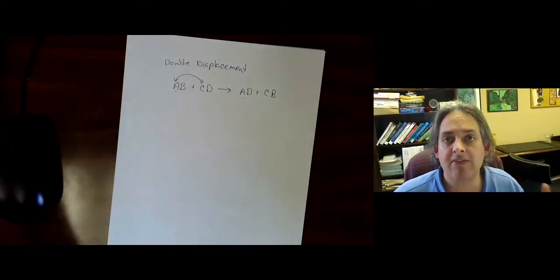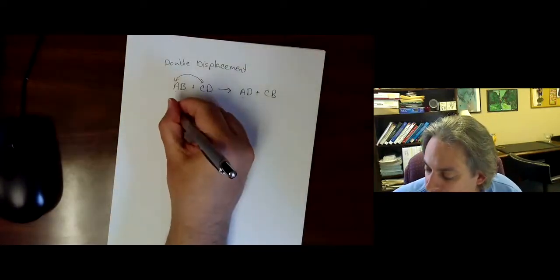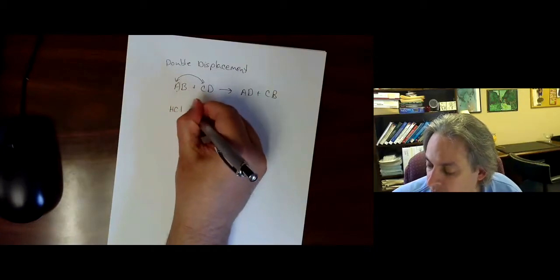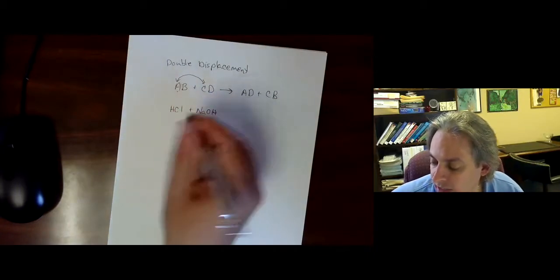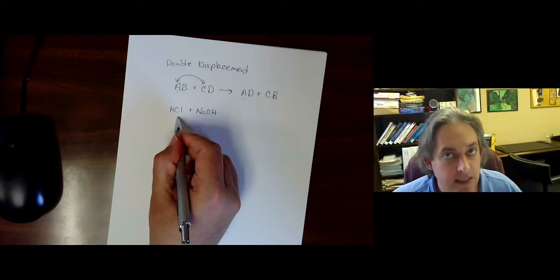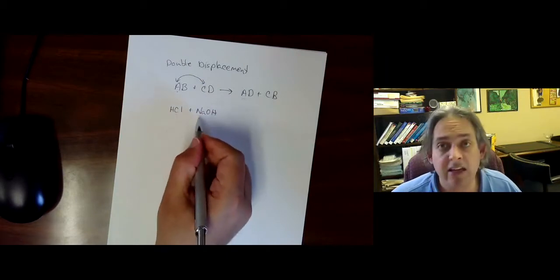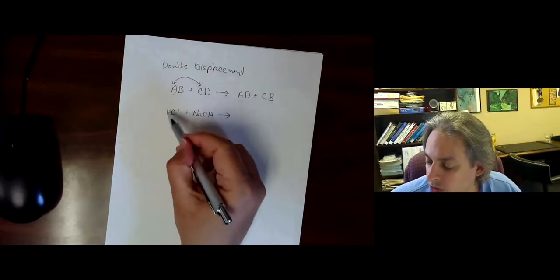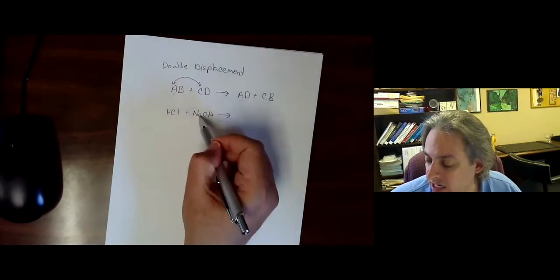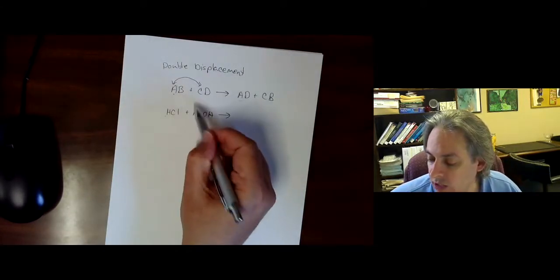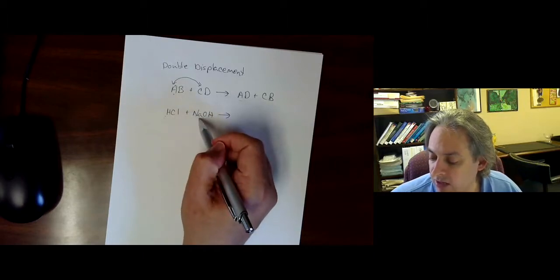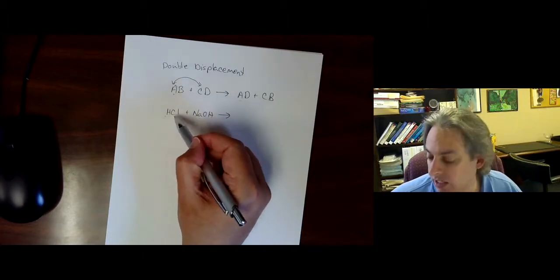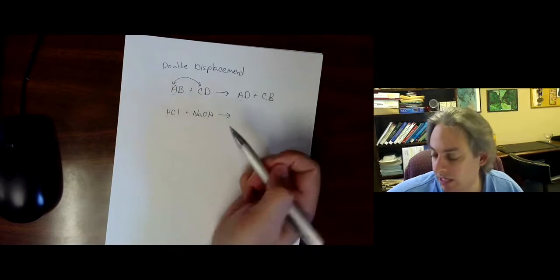So how does this play a role whenever we have an acid and a base? Let's do HCl with sodium hydroxide. So here we have a strong acid, meaning it completely dissociates, and a strong base, which also completely dissociates. Now what we're going to do is basically flip the H and the sodium. The hydrogen and the sodium are going to switch places. The sodium is going to bond with the chlorine, and the hydrogen is going to bond with the hydroxide.